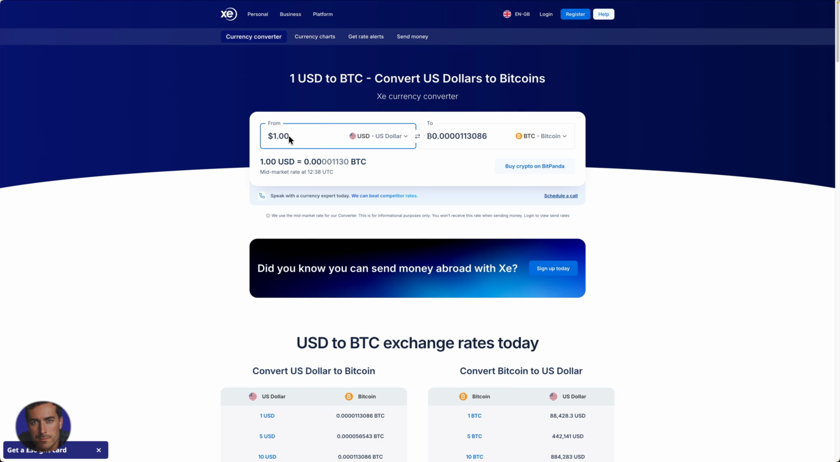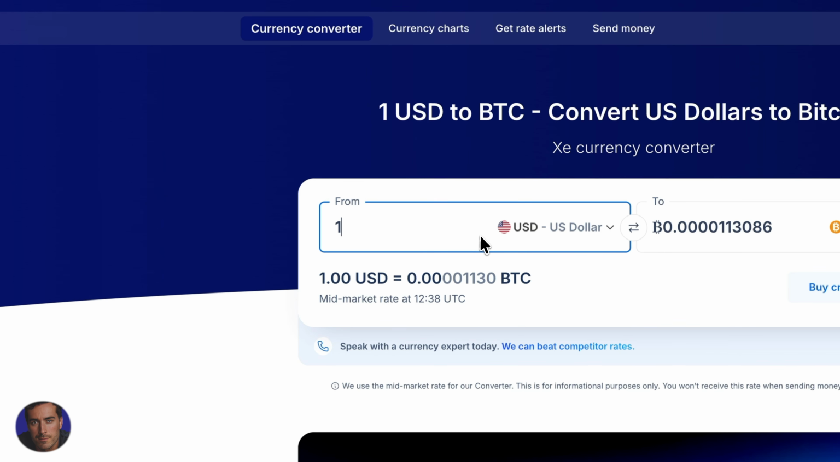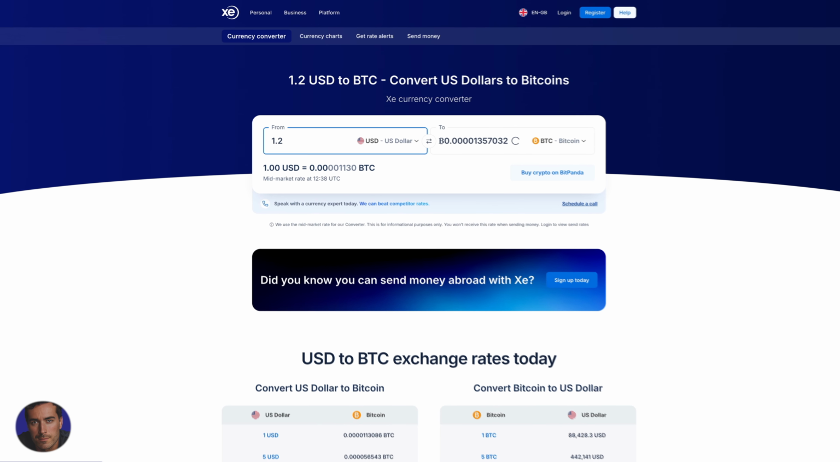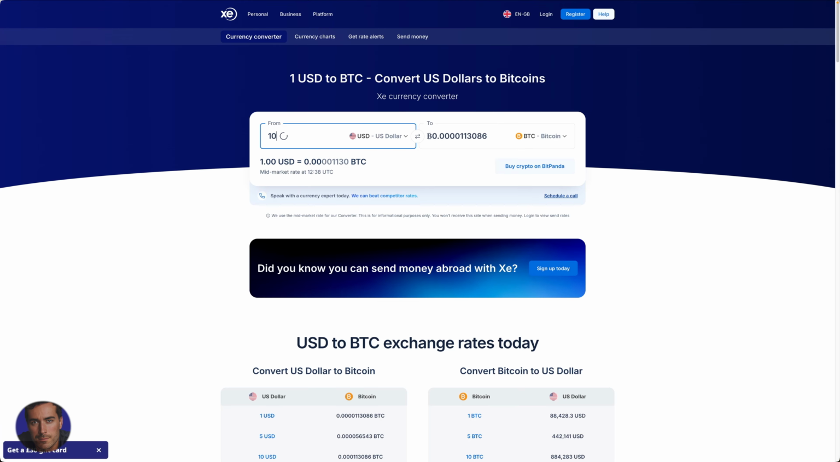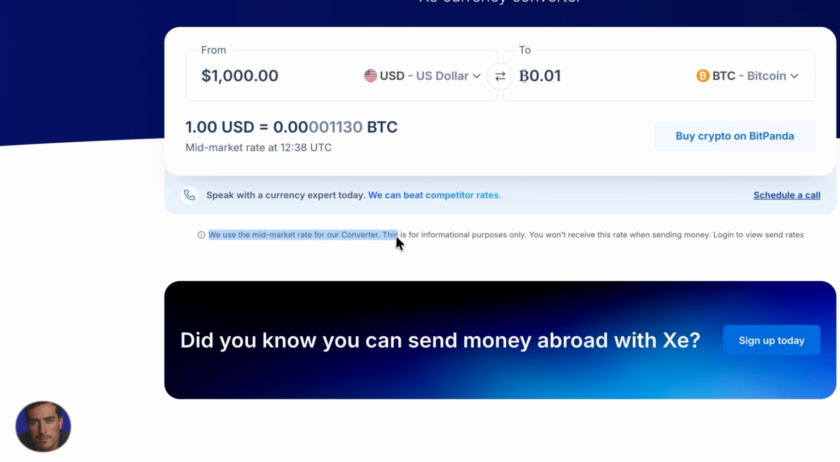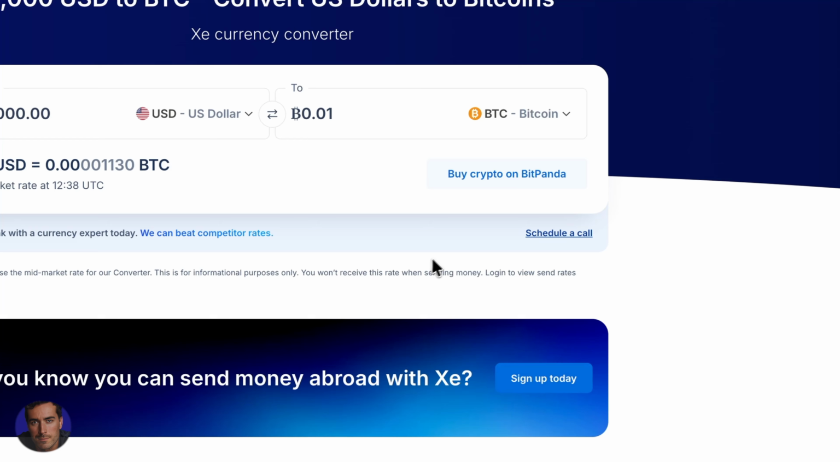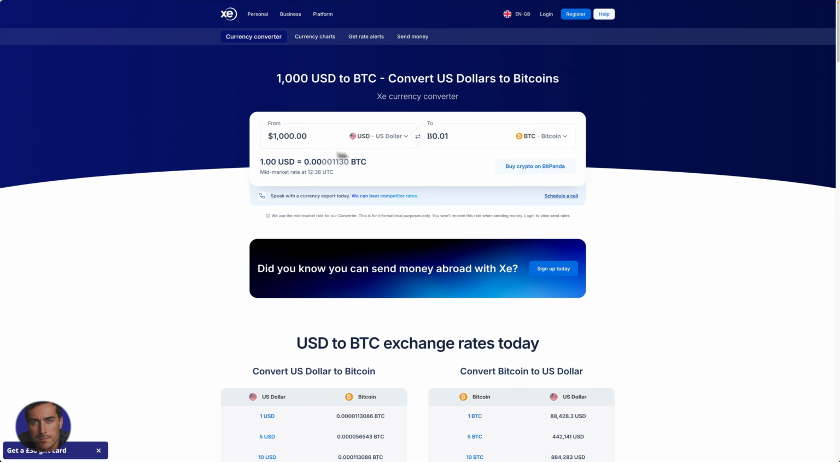By default, we have $1 and the amount that $1 equals in Bitcoin. Let's say you have $1,000, maybe using this for investment purposes. You want to know how much $1,000 is currently worth. Well, I'm not sure what they use. I think it might use Coinbase, but they are using a mid-market rate. And they don't actually say openly what they're using for conversion purposes, but I've always found this quite accurate. It is up to date time-wise. So we see here $1,000 is currently 0.01 in Bitcoin.